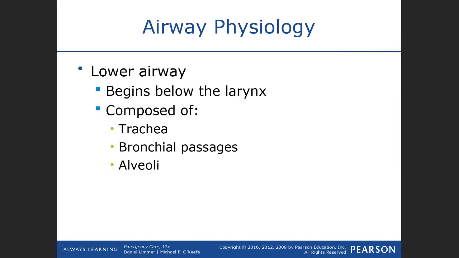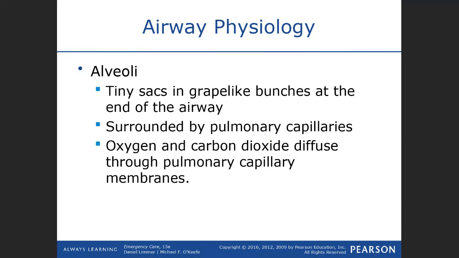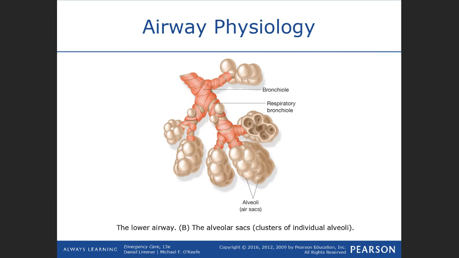The lower airway begins below the larynx, composed of the trachea, bronchial passages, and alveoli. Alveoli are tiny sacs in grape-like bunches at the end of the airway, surrounded by pulmonary capillaries. Oxygen and carbon dioxide diffuse through the pulmonary capillary membranes. All of this is stuff that you should be very familiar with at this stage.